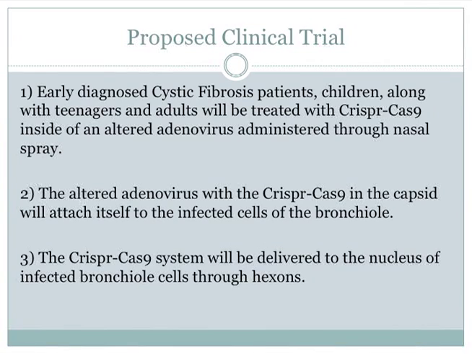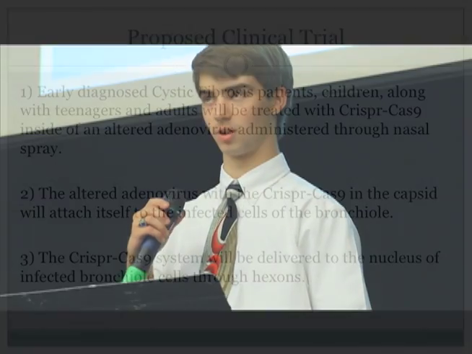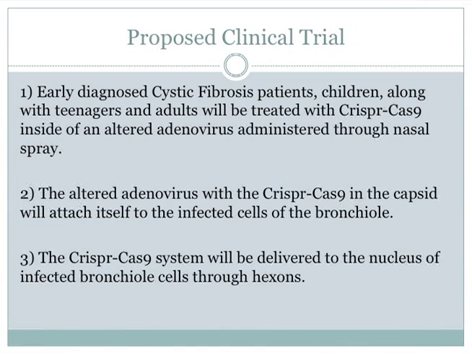Here is a proposed clinical trial. A group of CF, cystic fibrosis patients, consisting of children, teenagers, and adults, will be treated with CRISPR-Cas9 through a nasal spray. This guarantees a smooth transfer to the lungs. The CRISPR-Cas9 virus will attach itself to the infected cells, and then the CRISPR-Cas9 will then be delivered to the nucleus of the cells.